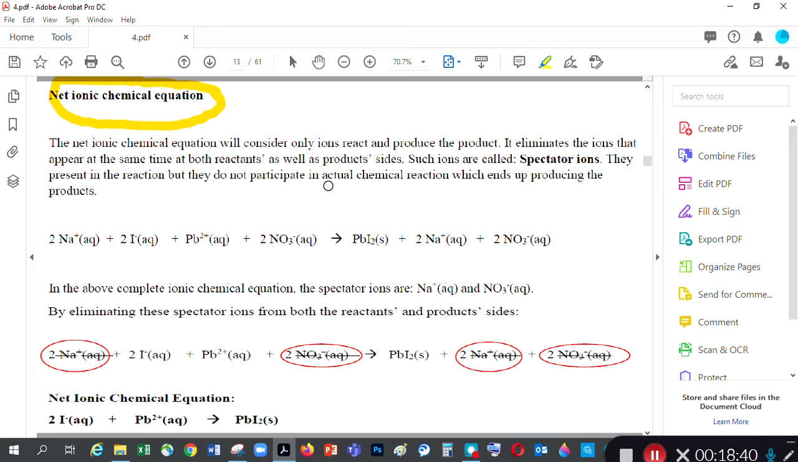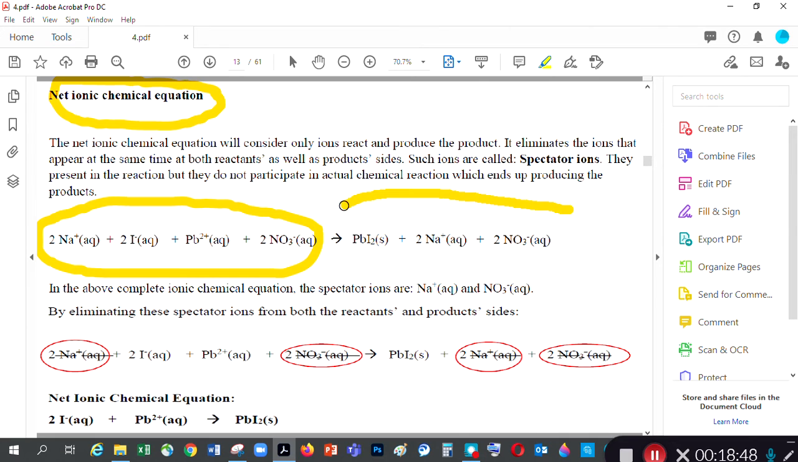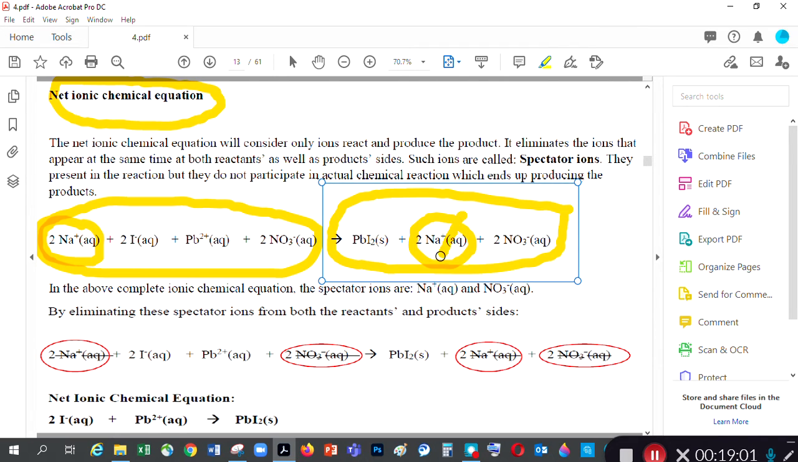For the net ionic equation, we have to get rid of the ions that appear in both the reactant side and the product side. So we have ions appearing on both sides, such as sodium here and sodium here. I can take the sodium out. Nitrate, in the second thing here, I can take the nitrate out. Discard them to get the net ionic chemical equation.